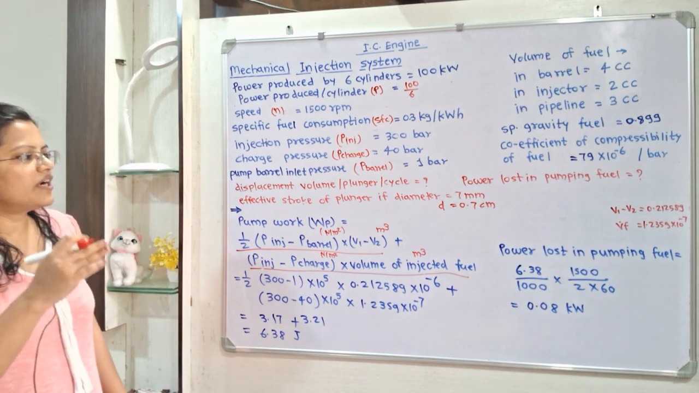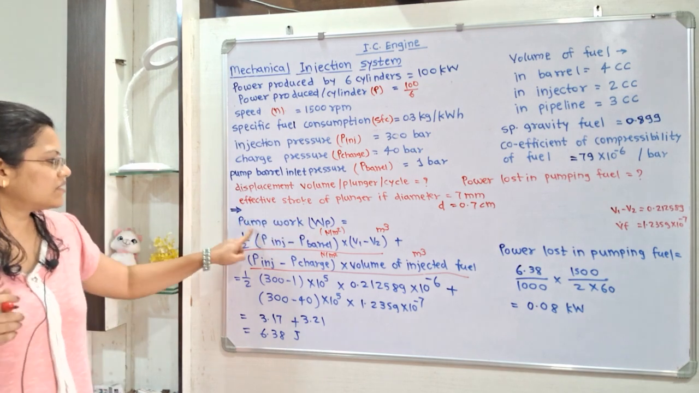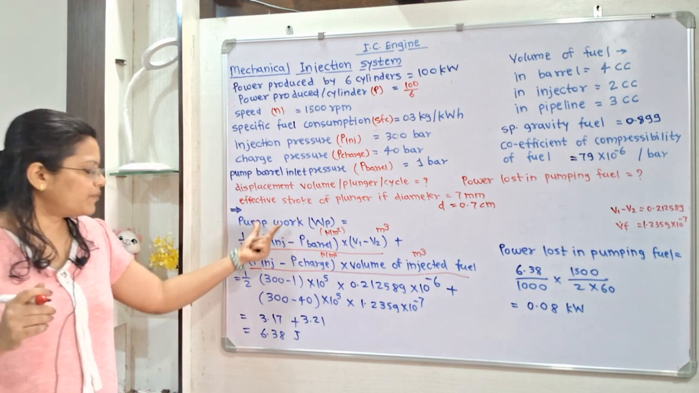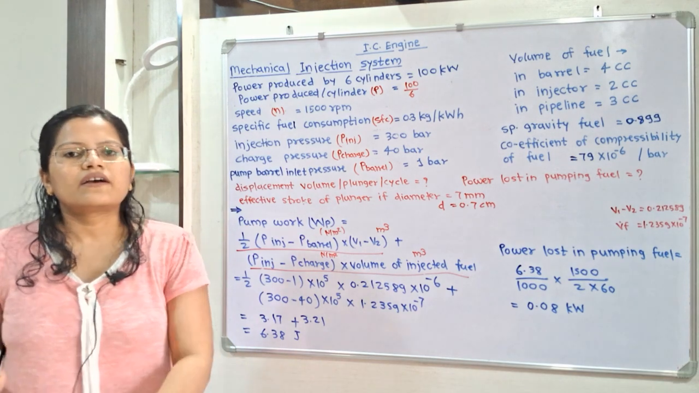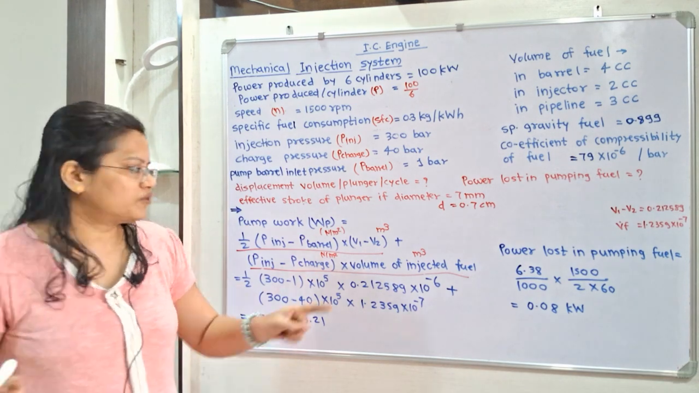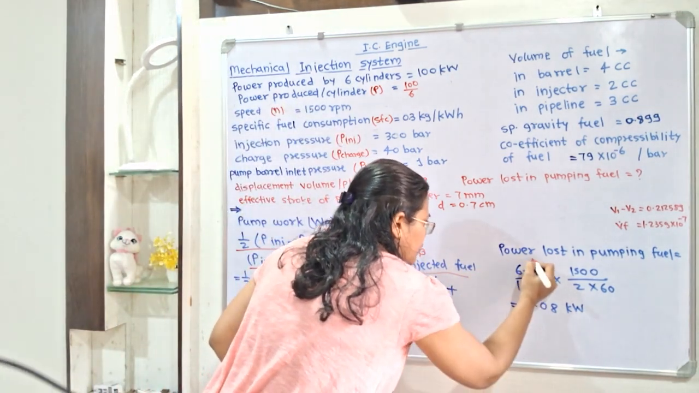Now we will calculate the power lost in pumping fuel. So we have to use this term pump work. The pump work is given as 6.38 joule. Now we will convert it into kilojoule, so we have to divide by 1000. So this is in kilojoule.